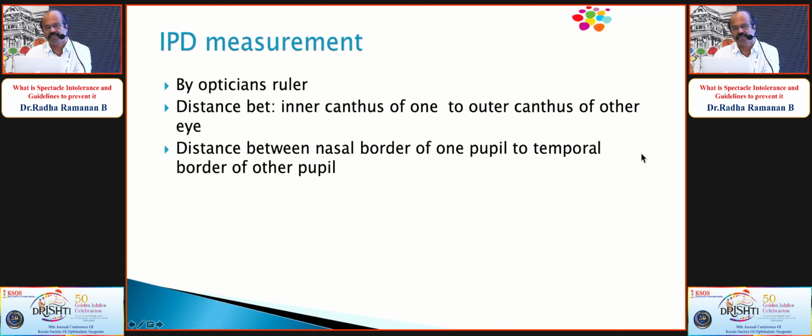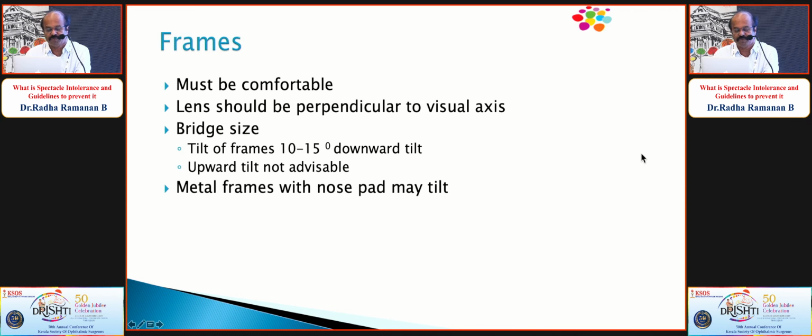One patient comes and tells you, last time also I had the problem. It is an indication that he is having some asymmetry or something. But be careful with that type of patient. Frames must be comfortable. The lens should be perpendicular to the vertical axis. The bridge also should be very convenient. With metal frames, sometimes the nose pad will tilt and they will come back with a lot of problems.